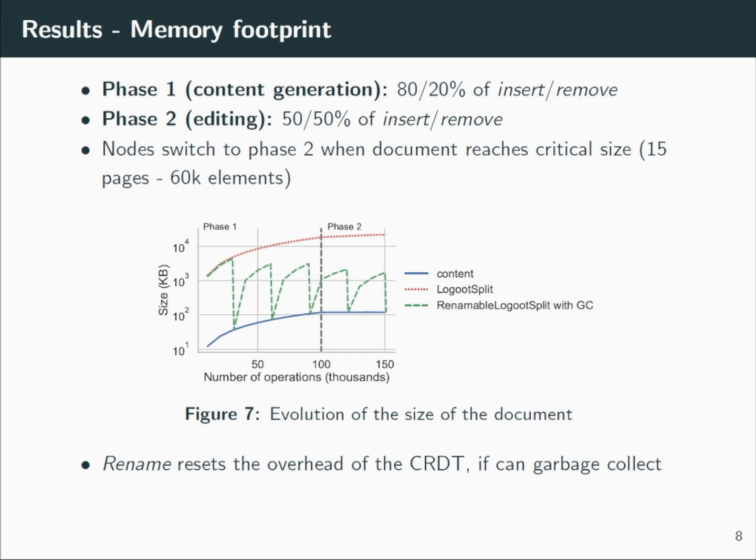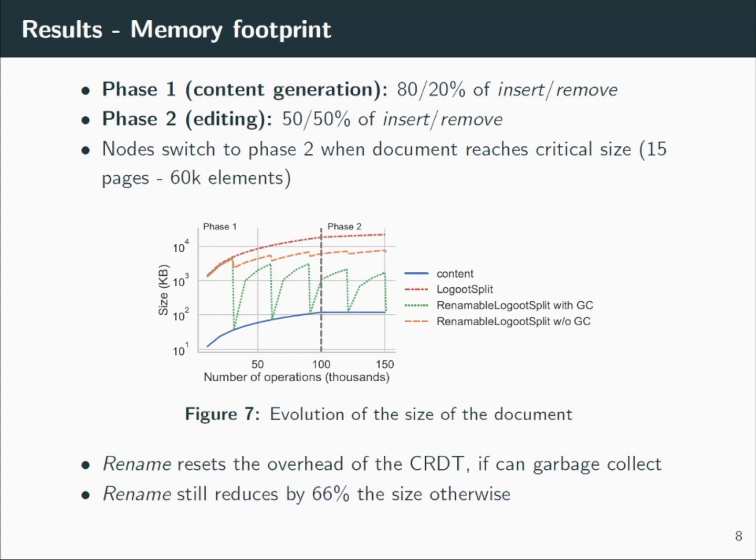In this scenario, as soon as the rename operation is issued, we assume it is causally stable, so we garbage collect the former state immediately. And in this case, we can see that the rename operation enables us to reset the overhead of the CRDT.